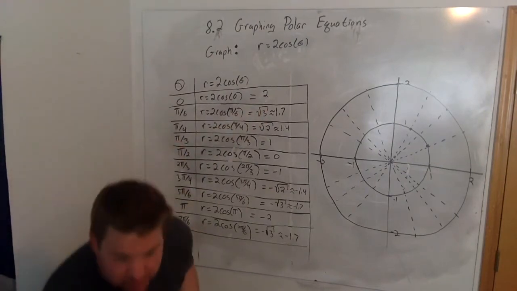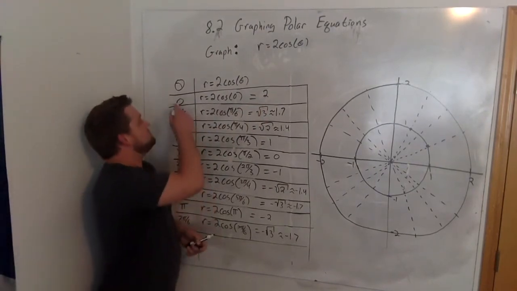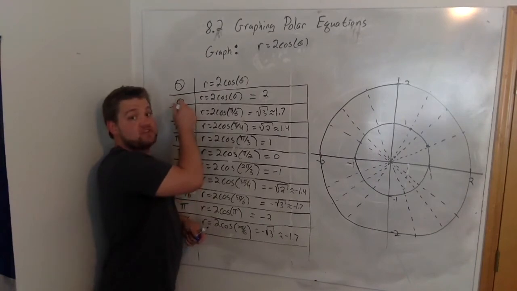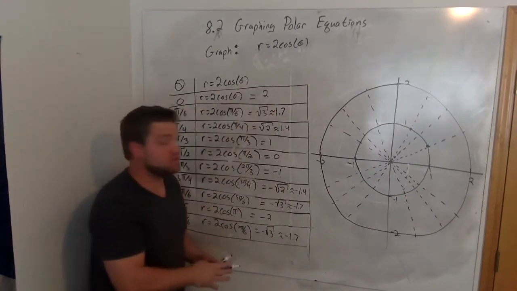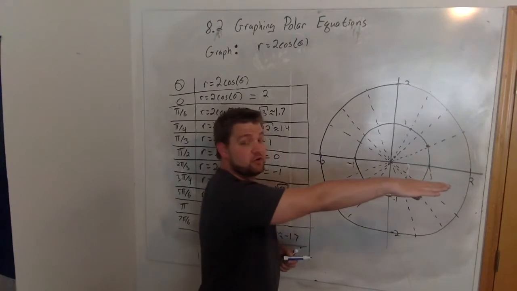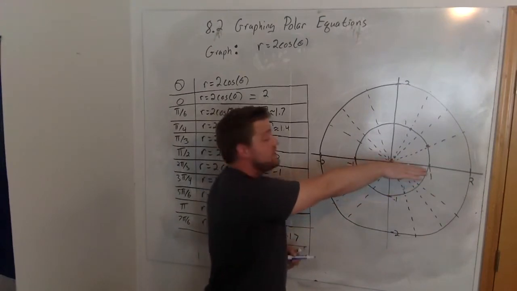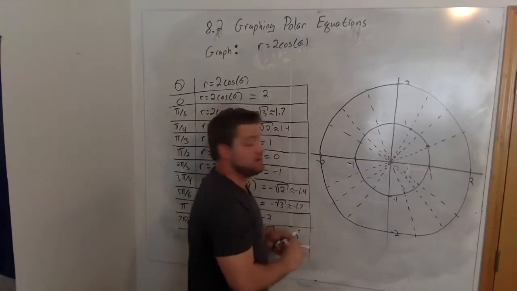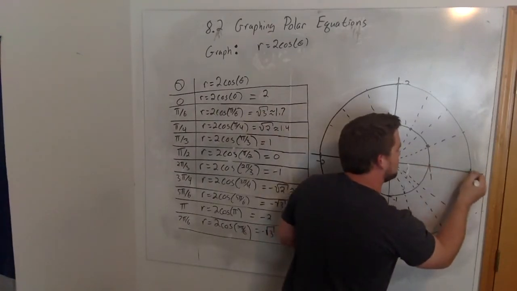Okay, so where is that going to be? This is saying that if we rotate 0 degrees, our radius will be 2. So we rotate 0 degrees, which means we really haven't rotated. We're not off the x-axis yet. We'd be at a radius of 2. So this point here will be on our graph.